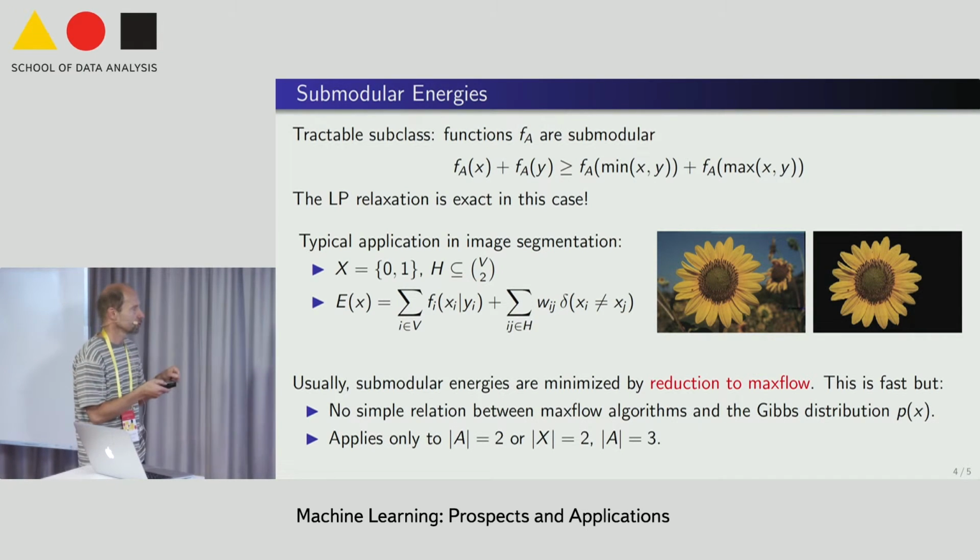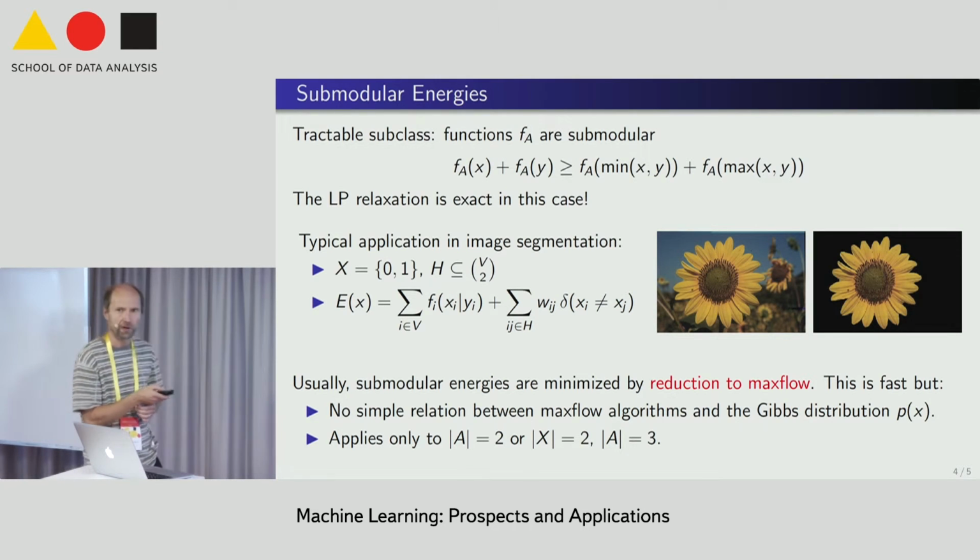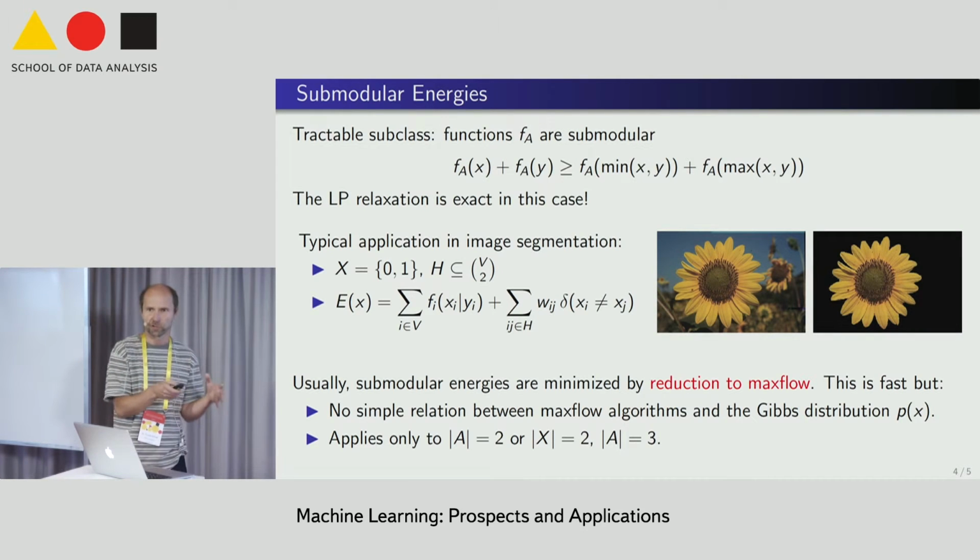This LP relaxation is one way to minimize these decomposable submodular functions. But more often, and more efficiently, submodular energies are minimized by reduction to a maxflow algorithm in a graph. We've also heard about that. This is fast, but it has drawbacks. First, this LP relaxation I spoke about is very nice in terms of the original graphical model, because, for example, reparameterizations keep the distribution the same. So it is something very beautiful and very natural.